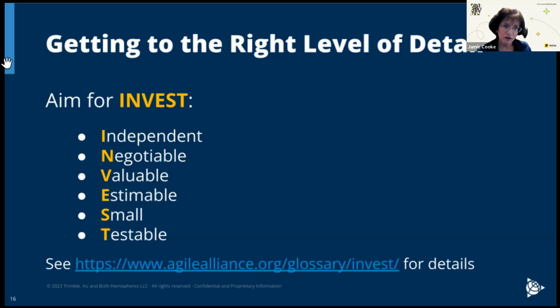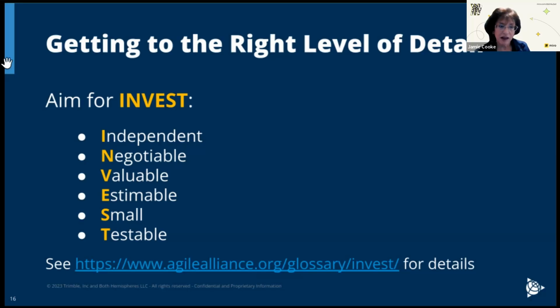Negotiable. Don't be stuck in this is the only way to do it. Identify the business problem and leave it for the team to come up with the best technical solution. Valuable. And we'll go into more of that later. There is no point in doing anything in a solution that you cannot define what the business value is.